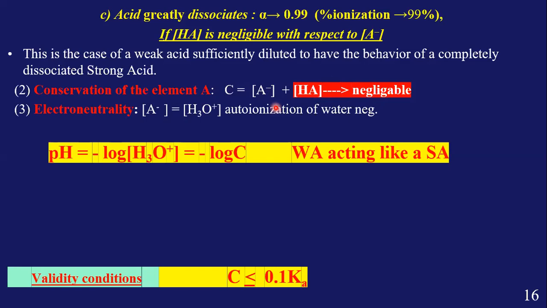Electroneutrality, because again we remove the autoionization of water, means A minus is equal to H3O plus. And so if A minus is equal to H3O plus and C is equal to A minus, that means C is equal to H3O plus. And if C is equal to H3O plus and the pH is minus log of H3O plus, that means pH equals minus log of C.